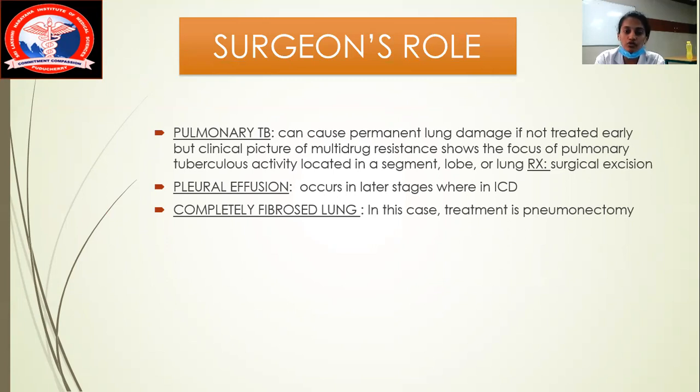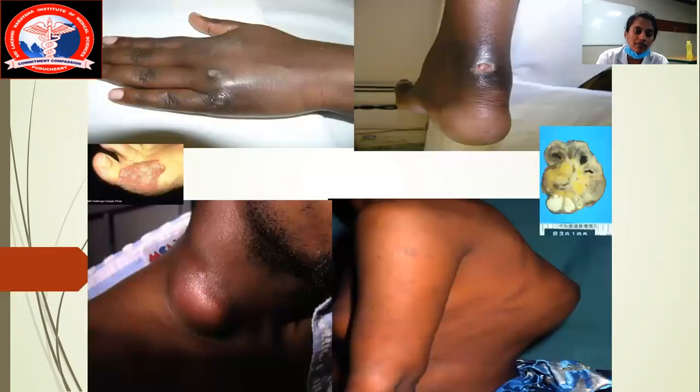Next is pleural effusion, which occurs in the later stages, wherein an ICD can also be used. The third point is a completely fibrous lung. In that case, what are we going to do? We are going to do a pneumonectomy. That is going to be the last treatment of choice that we have in mind.